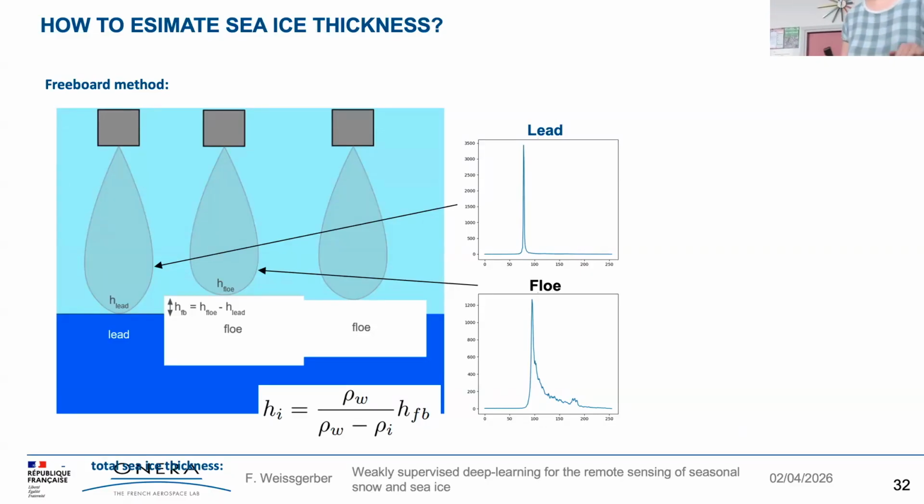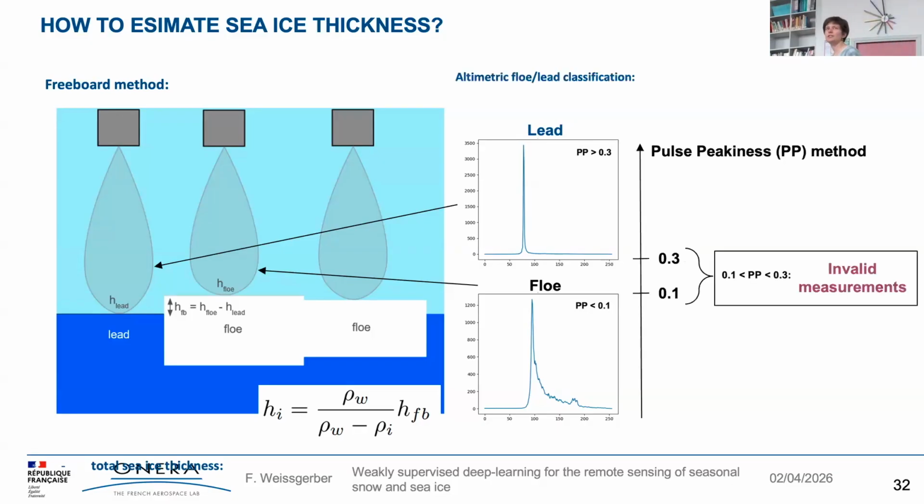So the first information is to get the radar freeboard, and to do that, we have to classify leads and floes. So the classification is generally made on the fact that leads are very specular. So we get a lot of energy back, it's very peaky, while floes are more rough. So you get less energy at the top, and you have a slow decrease of the energy. So that is the information that is used in the current product, which is called the pulse peakiness method.